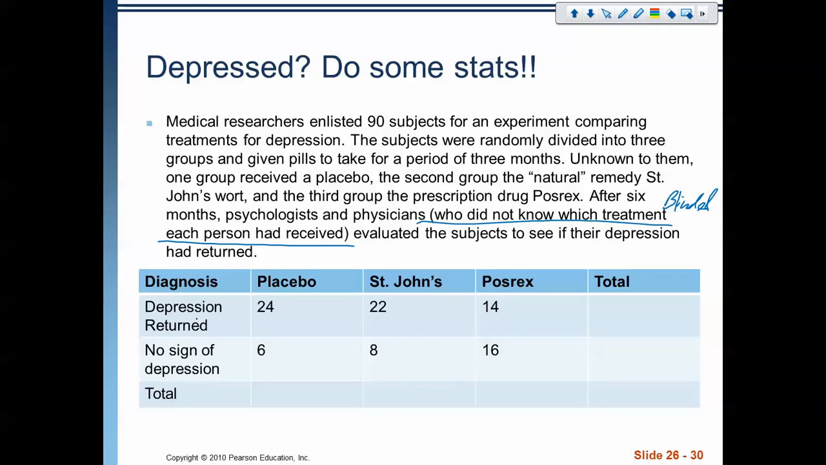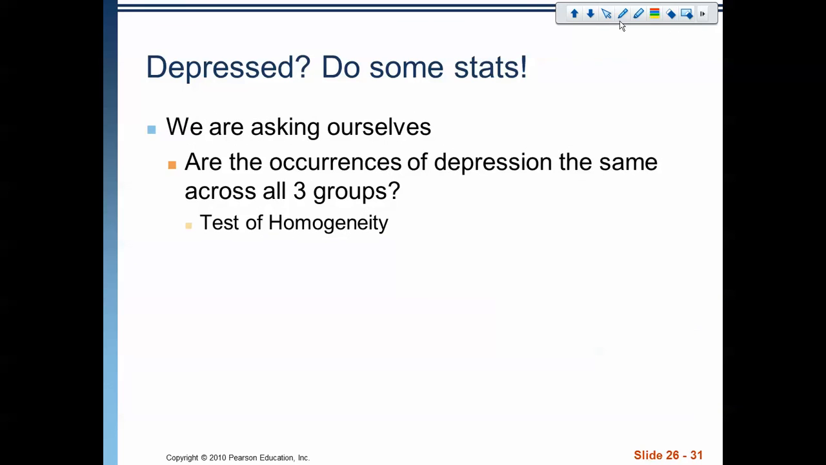And then here's our data down below, right? So the placebo, 24 had depression return, 6 of them had no signs of depression. The St. John's wort, 22 had depression return, 8 of them had no sign of depression. And for the Posrex, 14 of them had the depression return, and 16 of them had no signs of depression. So the question here is, are the occurrences of depression the same across all 3 groups?